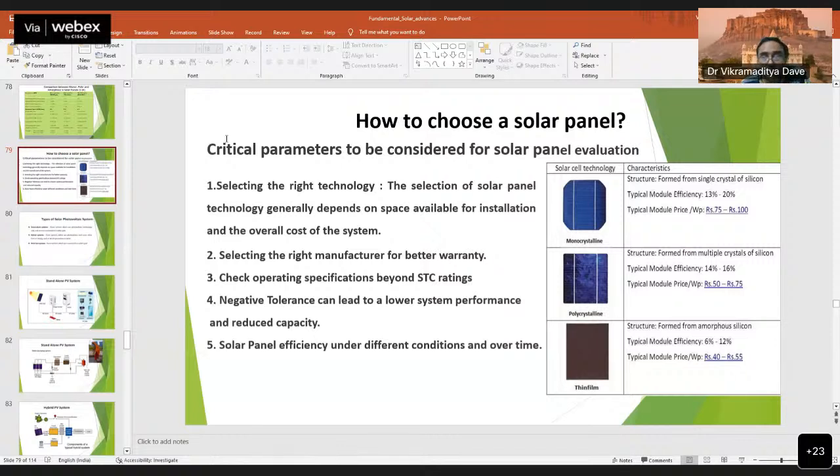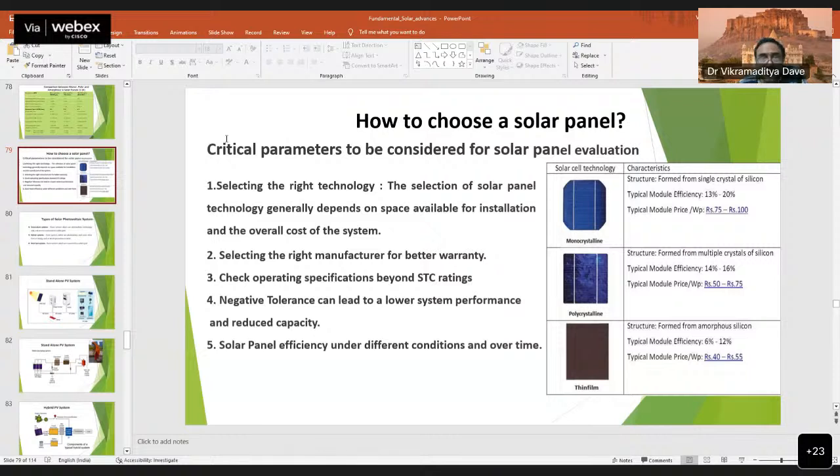Today is the second session of the first duration. In the first session, we discussed some fundamentals of solar photovoltaics, and now we will discuss some advanced things also. But before that, something is left from the fundamentals: how to choose a solar panel.